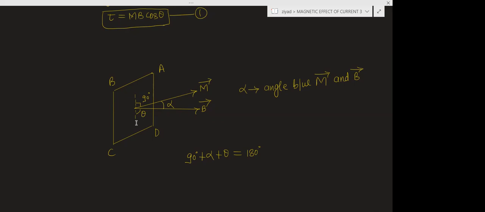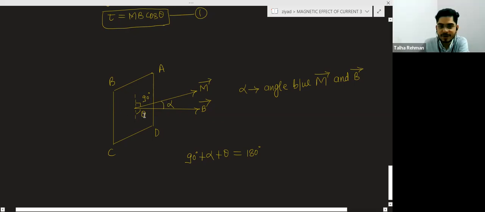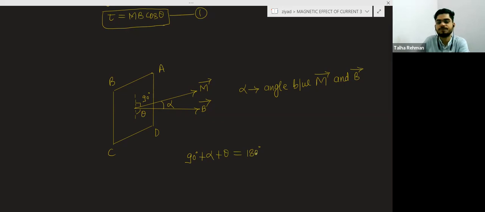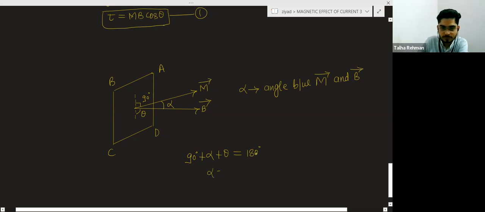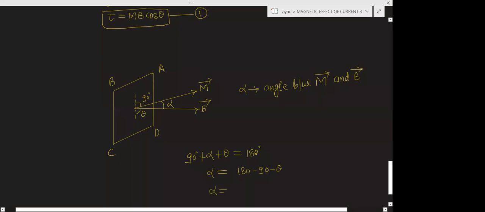So this angle is 90, alpha and theta is equal to 180 degrees. From here, we will calculate alpha. So this will become 180 minus 90 minus theta. So your alpha will be 90 minus theta.